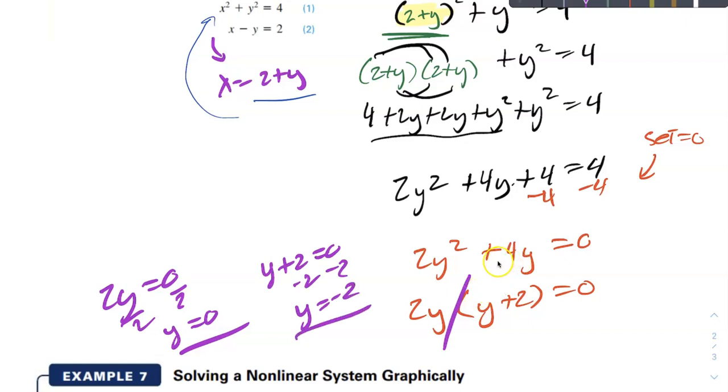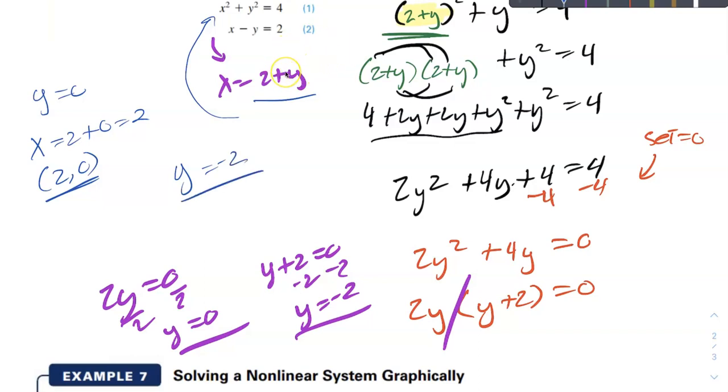So we have 2 y's. I just have to go back to my x. We'll just use this equation right here. When y equals 0, we substitute into this equation. I get x equals 2 plus 0, so x equals just 2. So I have the point (2, 0). And when y equals negative 2, I get x equals 2 plus negative 2, which is 0. So I get (0, negative 2). Remember, x always goes first, y goes second. Those are my 2 answers, so I crossed at 2 points.